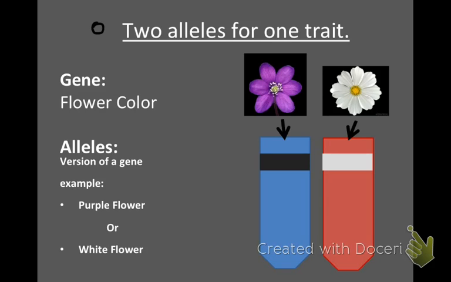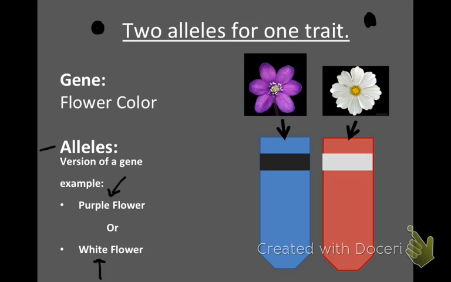And one thing I want to go into is explaining why this is, that there are 2 alleles for one trait. So for instance, we might have a gene for flower color. An allele is just going to be the version of a gene. So the gene might be flower color, but the allele might be purple, or it might be white.